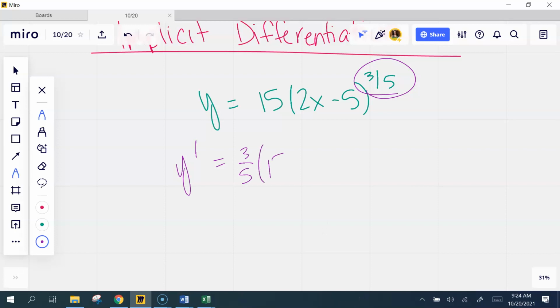3/5 times 15, well, that's just 3. Right? But now I have to do chain rule. So the derivative of 2x minus 5 is 2. But the point I'm getting to here is, as we do this, remember that rational exponents still follow power rule. It doesn't matter if they're a fraction or a whole number or what it is, I still do power rule. Everybody okay there?